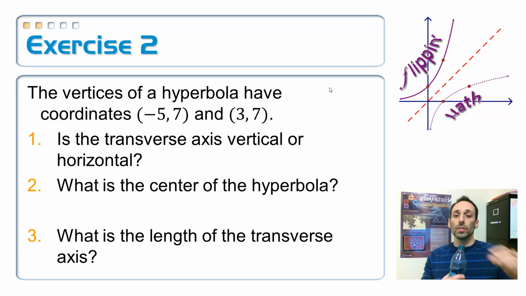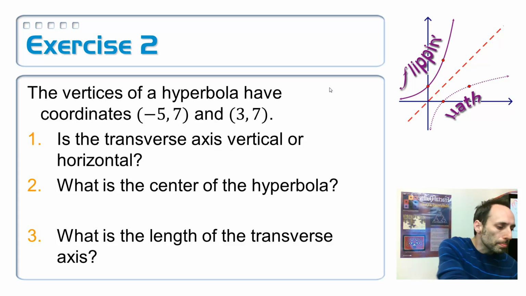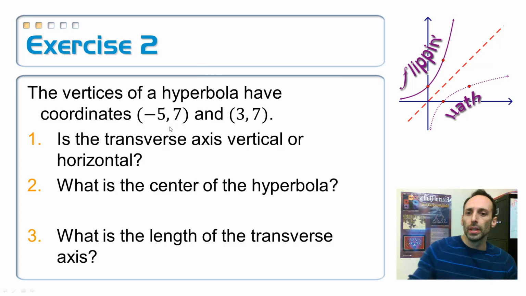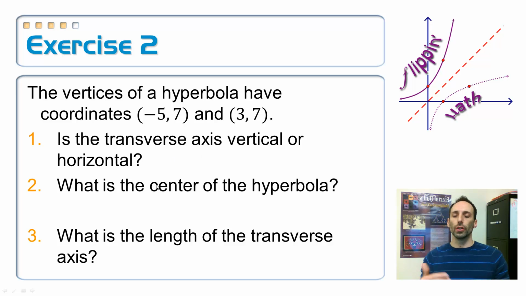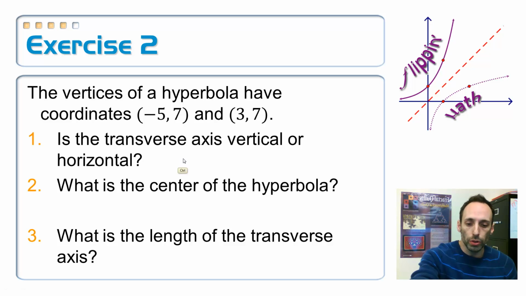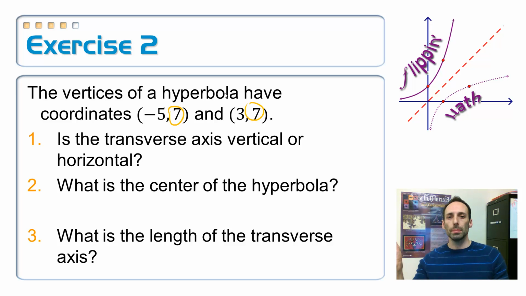Okay, so the vertices of a hyperbola have those two coordinates. We want to be able to tell if the transverse axis is vertical or horizontal. Again, if it's helpful, draw yourself a picture. But I will notice that the 7s are the same. The y-coordinates are the same.